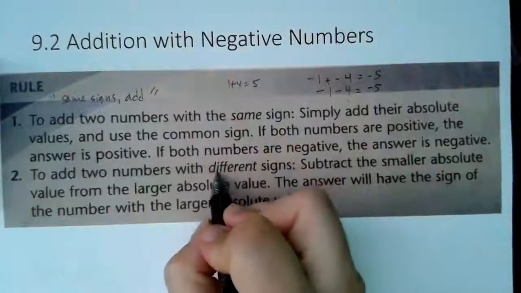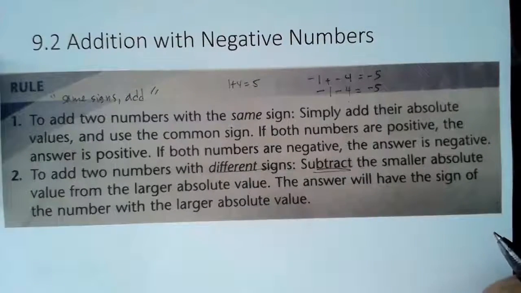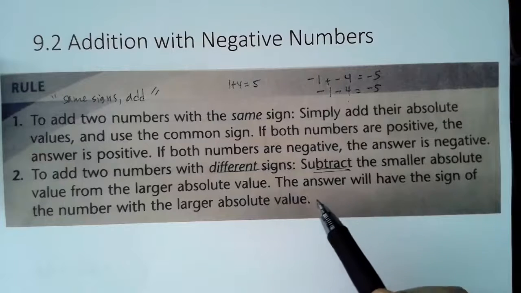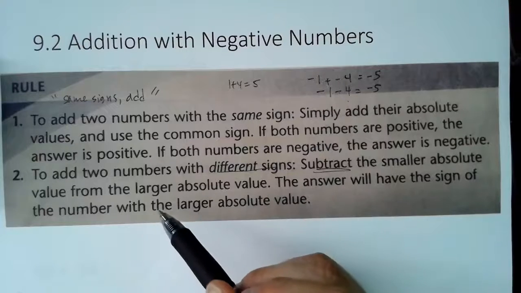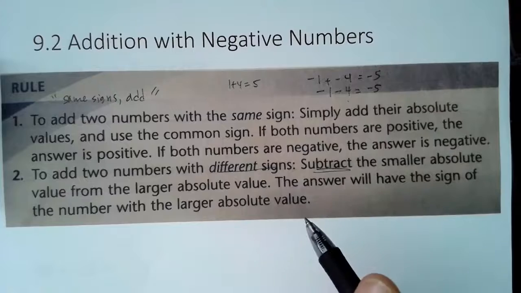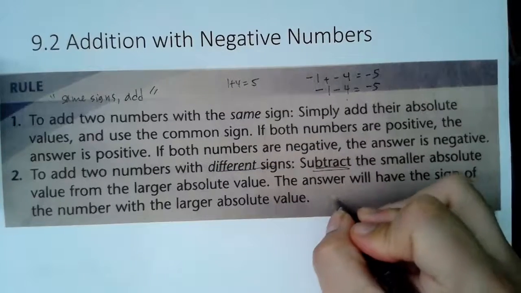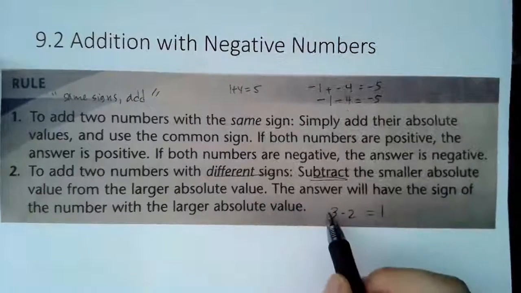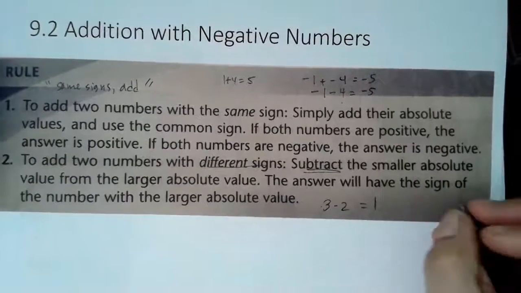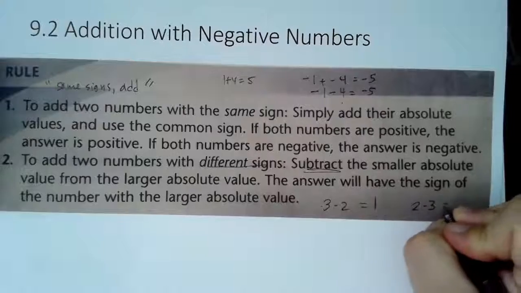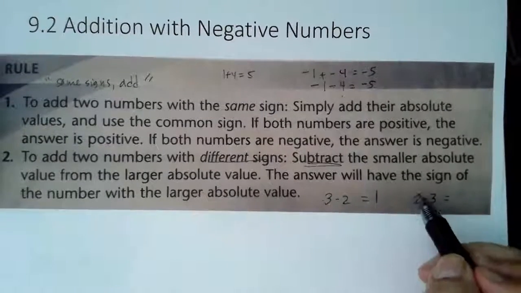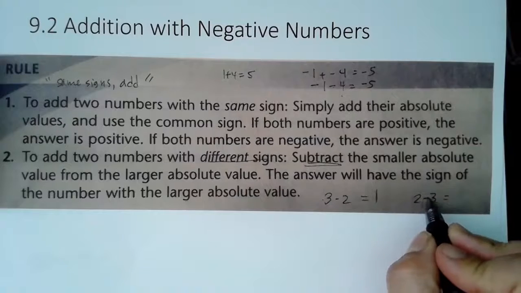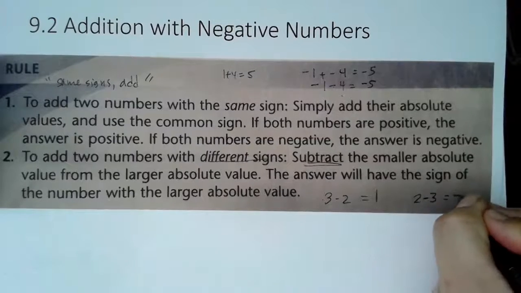So then if you have different signs, what you do is you subtract, okay? So if they're different signs, you subtract smaller from the larger, and then the answer will have the sign of the number with the larger absolute value. So what does that mean here? So 3 minus 2, well, 3 minus 2 is just 1, and this is positive, so it's going to be positive. But what if we did 2 minus 3? Well, we know that the difference between 2 and 3 is 1, right? Or 3 minus 2 is 1. But because the larger number is negative, this is going to be negative 1.